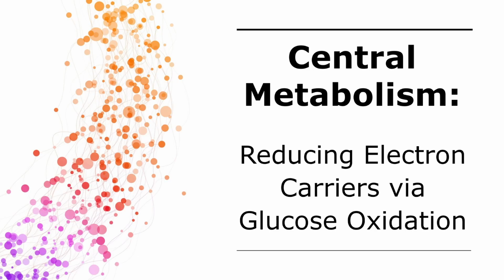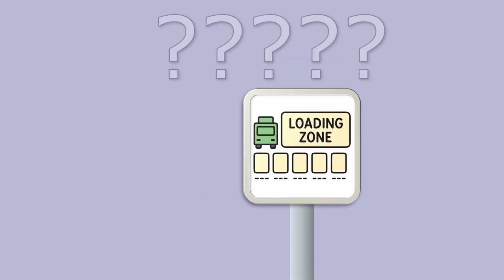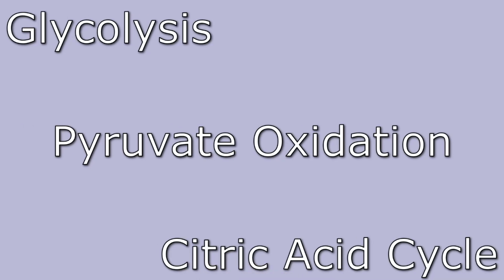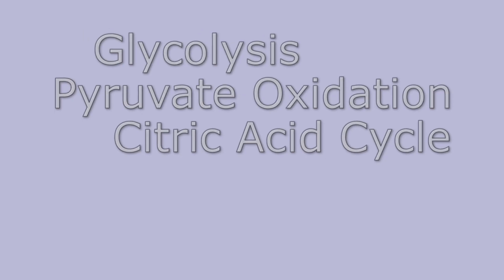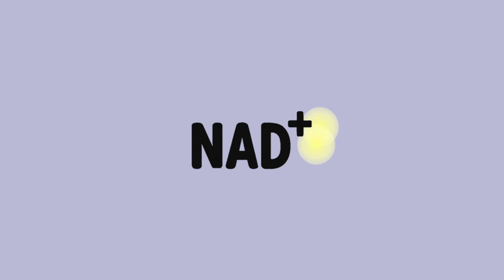Central metabolism, reducing electron carriers via glucose oxidation. We're back to explore how we load or reduce electron carriers. It's a big topic. Glycolysis, pyruvate oxidation, and the citric acid cycle are collectively the backbone of central metabolism. In each process, NAD+ gains electrons, reducing it to NADH.